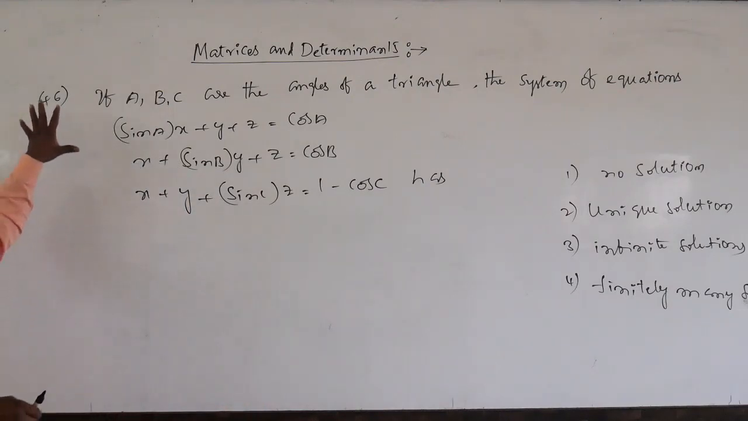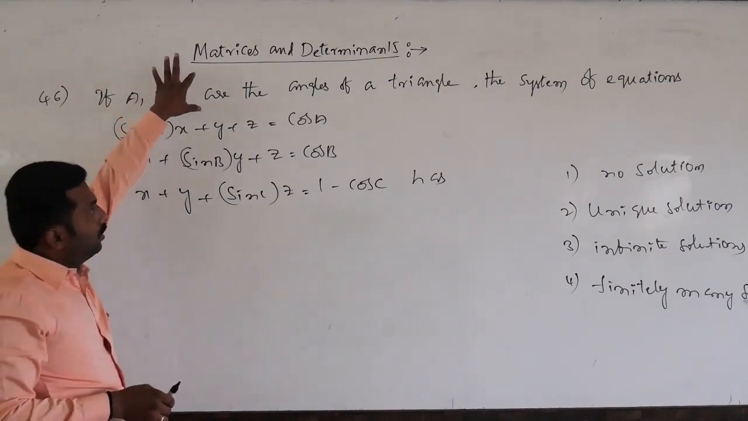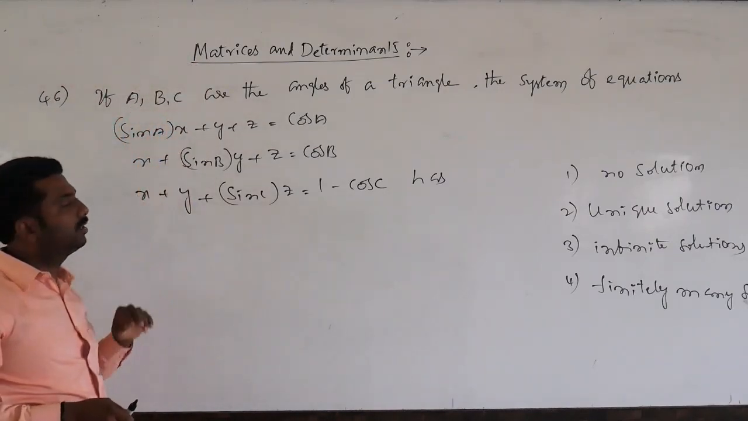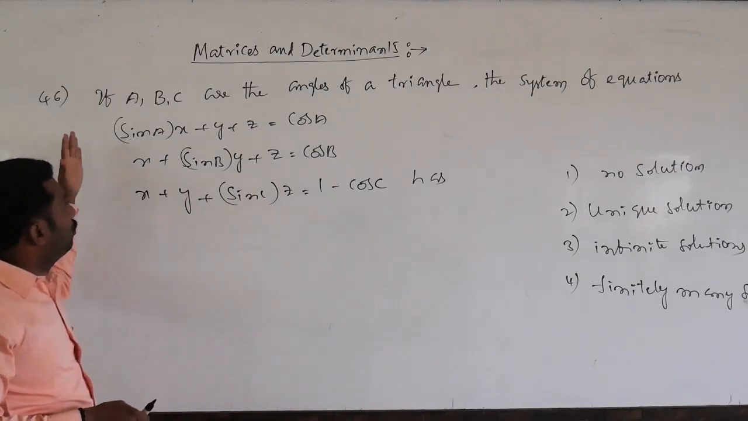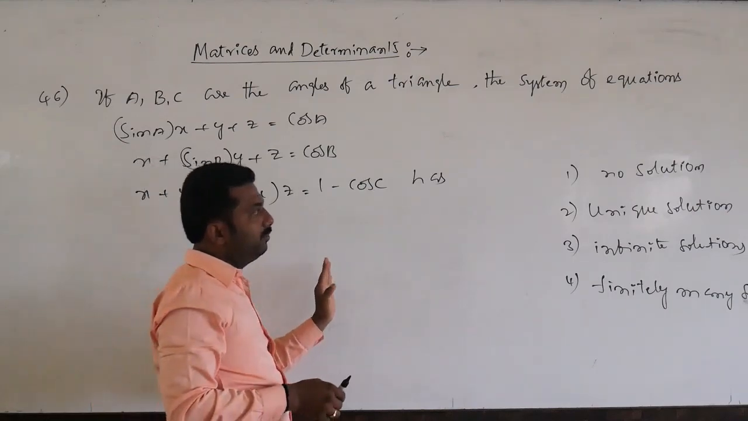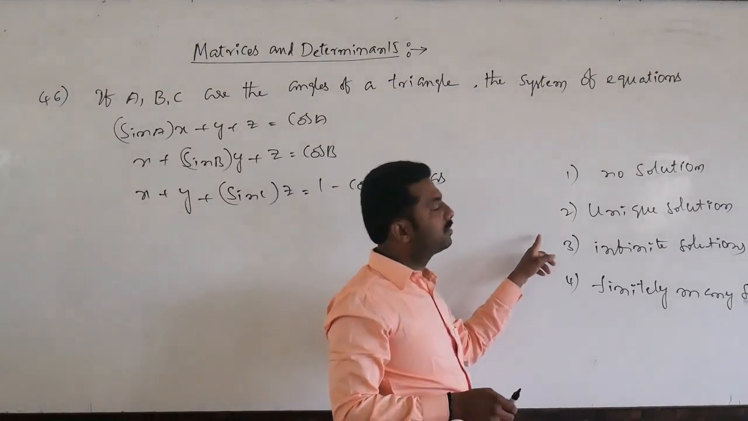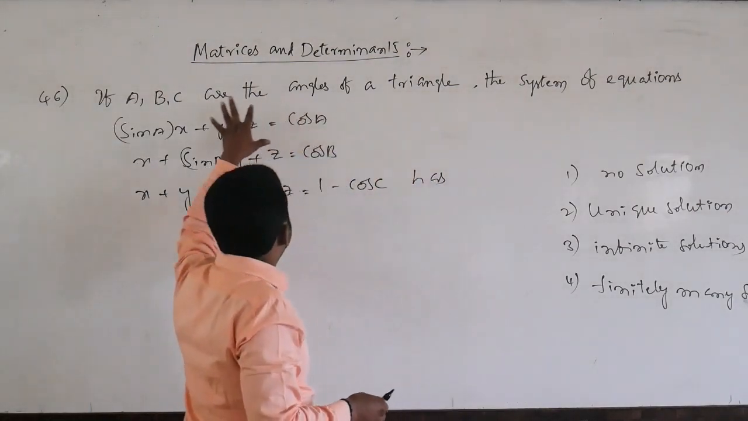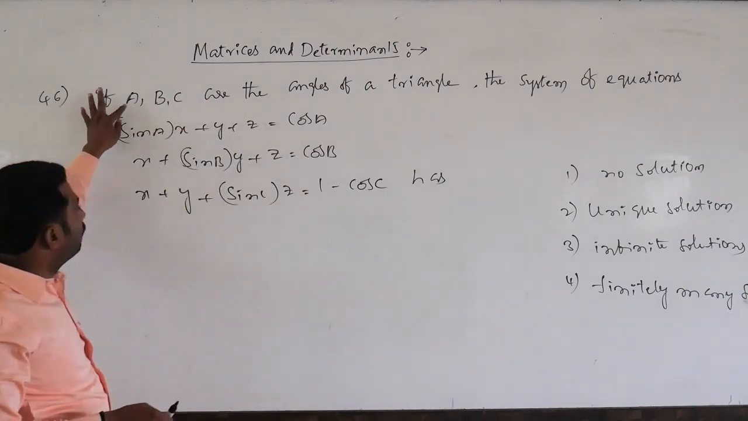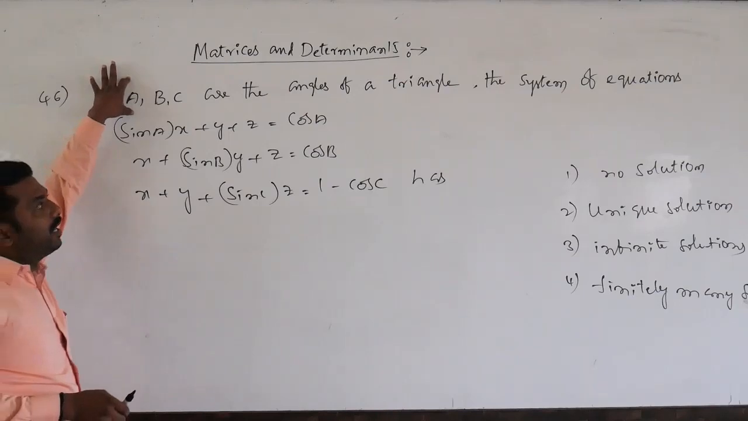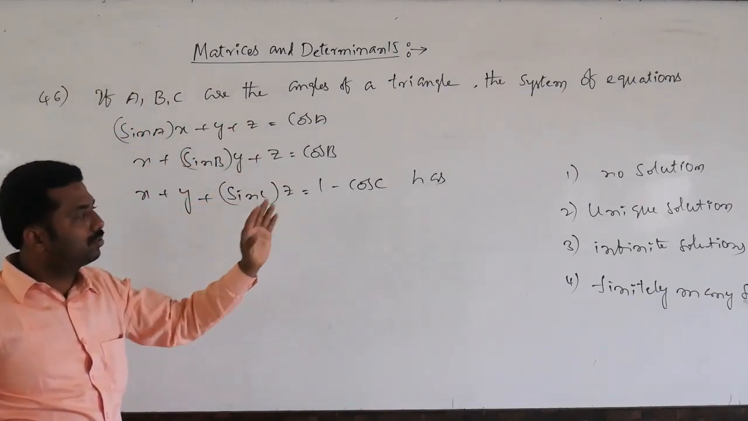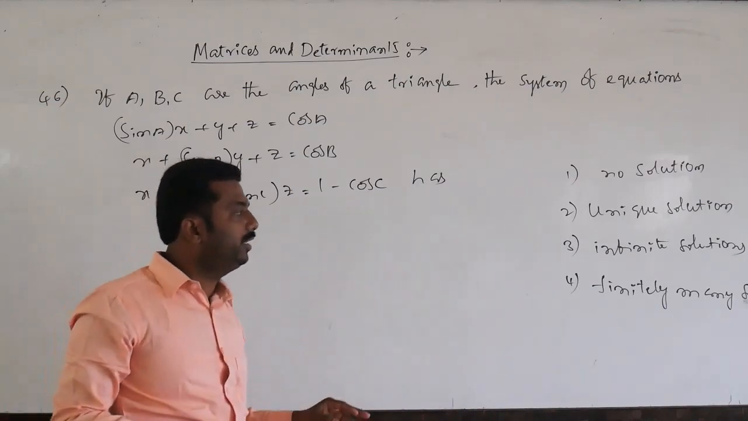Today, the problems are based on the system of linear equations, whether in two variables or three variables. So, this model is most important. Every year in JEE, one question is compulsory. So, observe this question on the system of equations: if A, B, C are the angles of a triangle, then the system of equations has no solution, a unique solution, or infinitely many solutions.